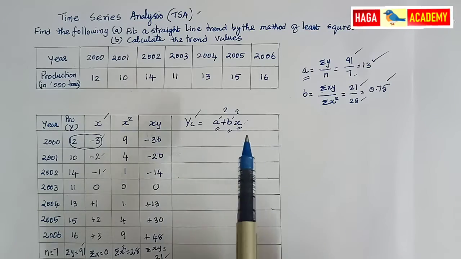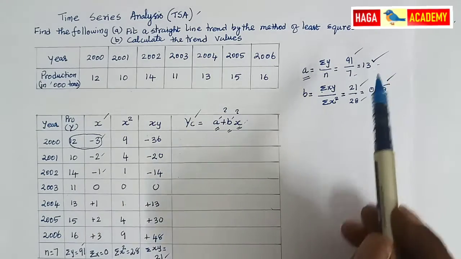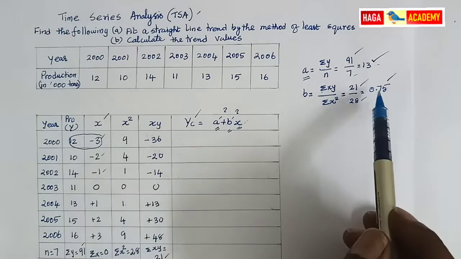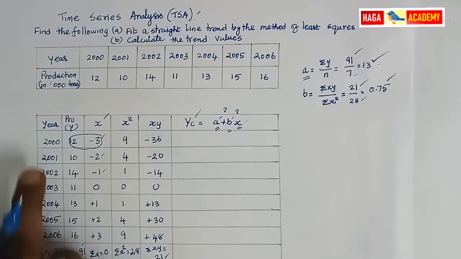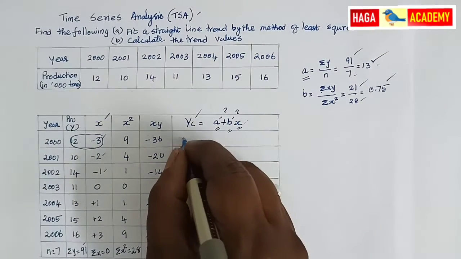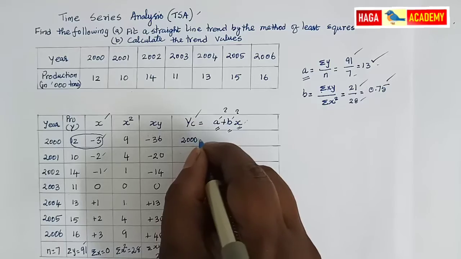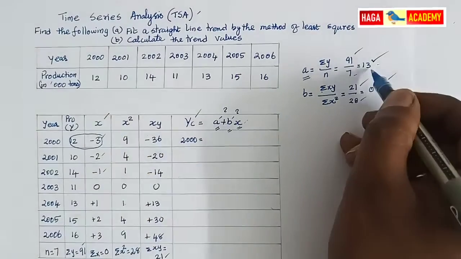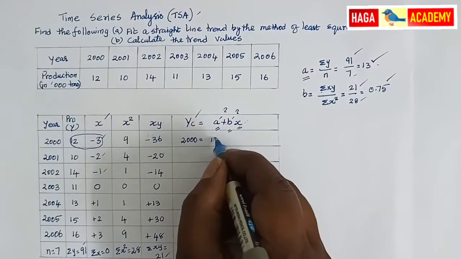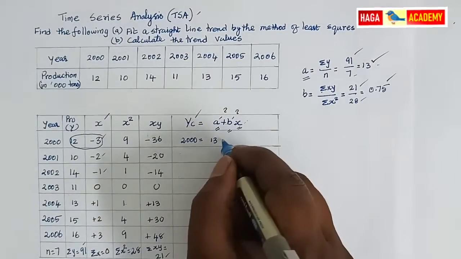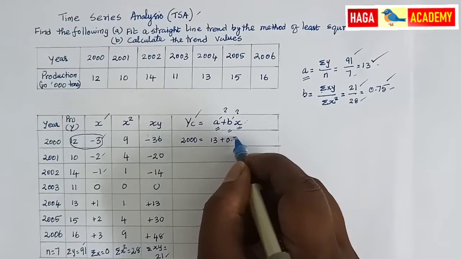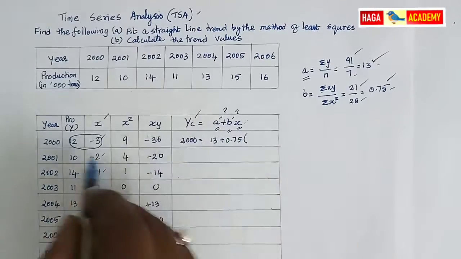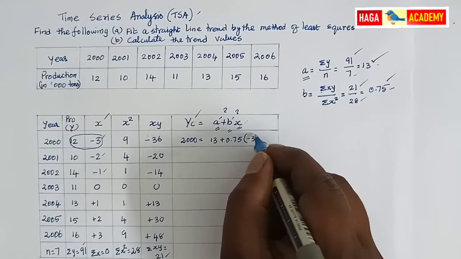So next we want to identify Yc equal to a plus bx. The x value is already available. A, right now we identified, is 13. B is exactly 0.75. So how can we formulate it? For example, for the year 2000, equal to, now what is the first value? 13 plus a plus b, b value is 0.75 into x value minus 3.